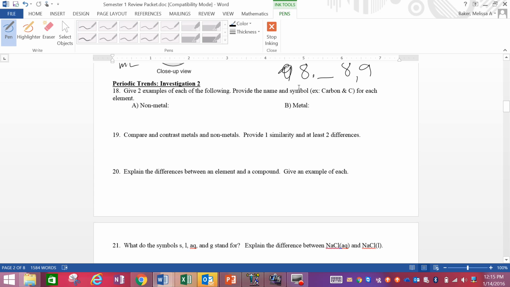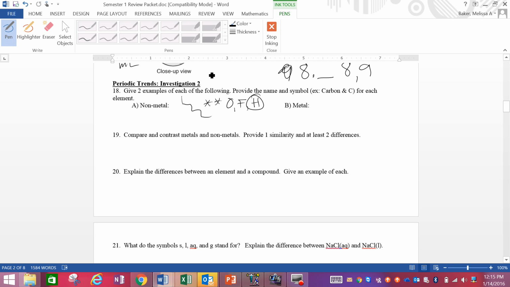Give 2 examples of each of the following. Provide the name and symbol for each. Okay, so nonmetals are things to the right of the zigzag. So look at your periodic table and name anything to the right. For example, oxygen, fluorine. Also an exception is hydrogen. It's to the left, but it's still a nonmetal. Okay?